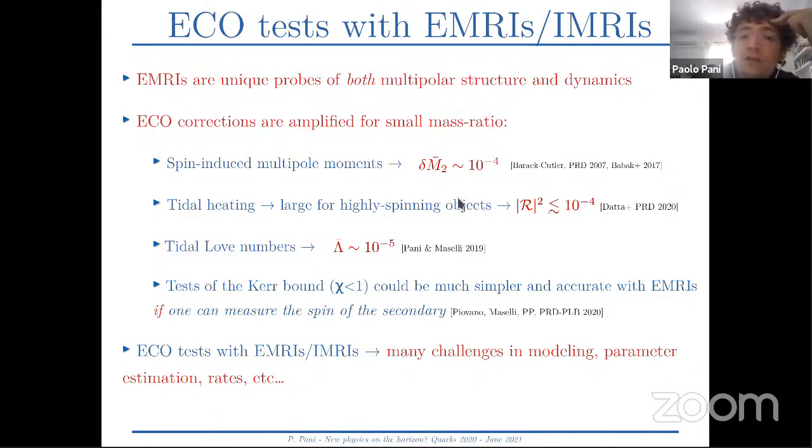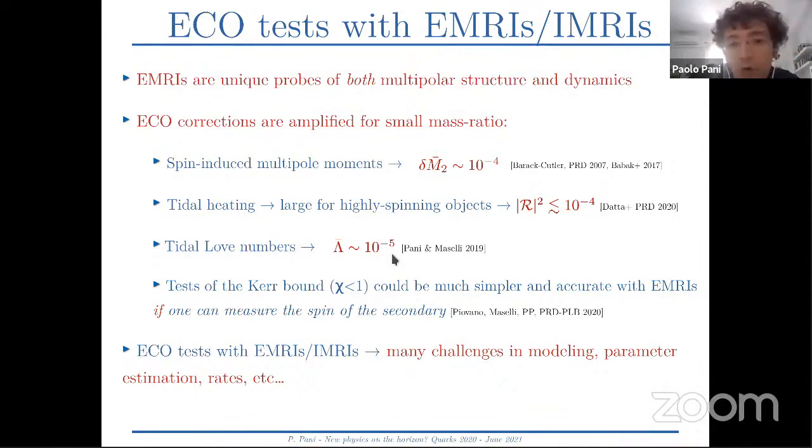For example, the spin-induced quadrupole moment I was mentioning before can be measured within 1 part in 10⁴. The reflectivity can be measured in principle at this level, which is pretty impressive. The tidal Love number can be measured at this level, which is a few orders of magnitude better than what LIGO and Virgo can do now for neutron stars.